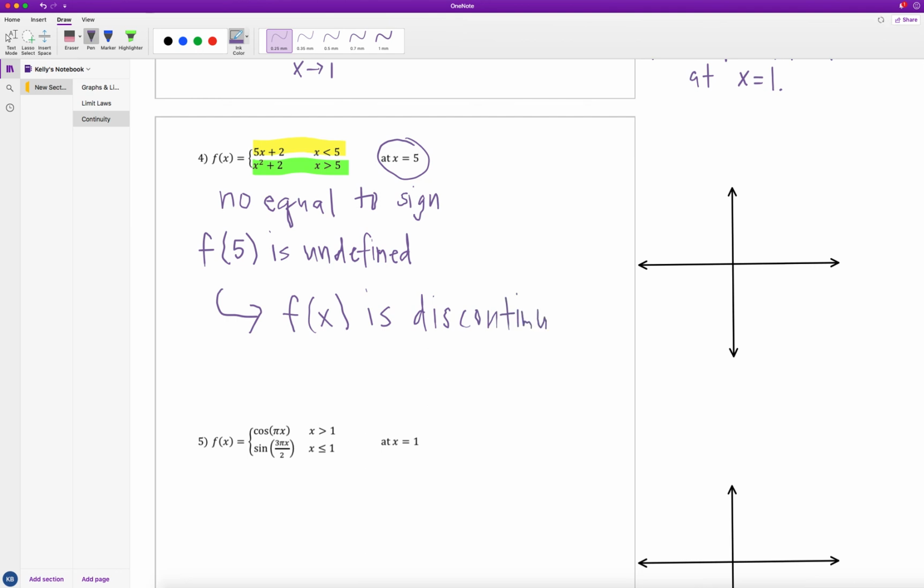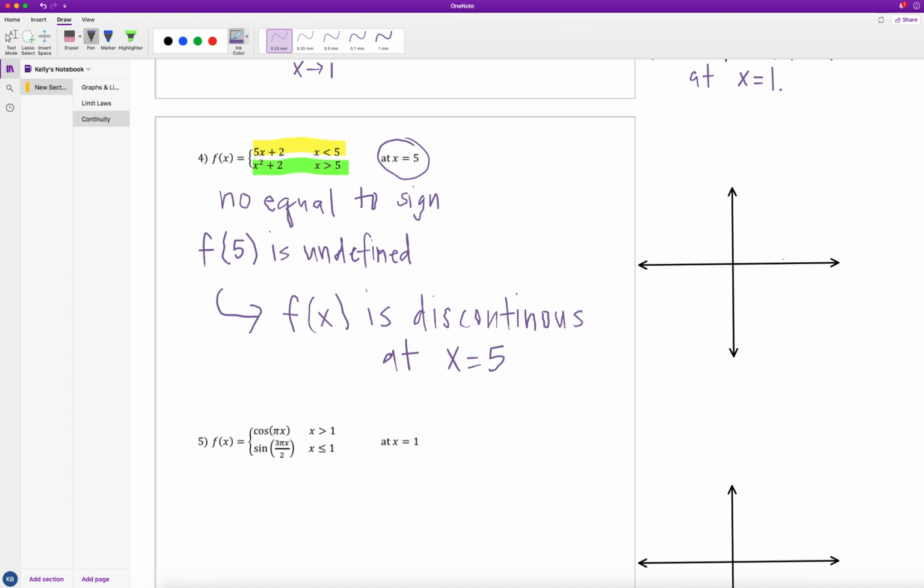Such a long word to write out. I'm sorry, the pen tablet is having some issues today. Particularly, f of x is discontinuous, I should say, at x equals 5. It's actually continuous everywhere else, but specifically we're talking about at x equals 5.